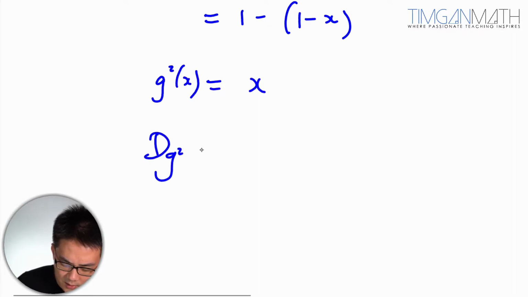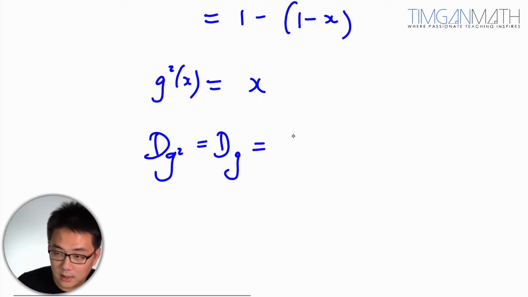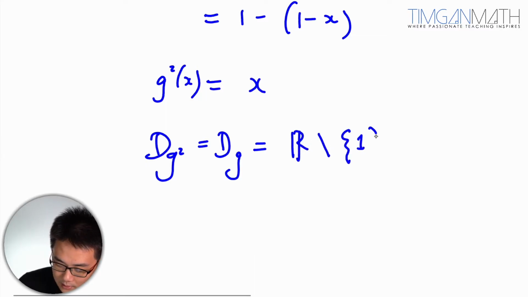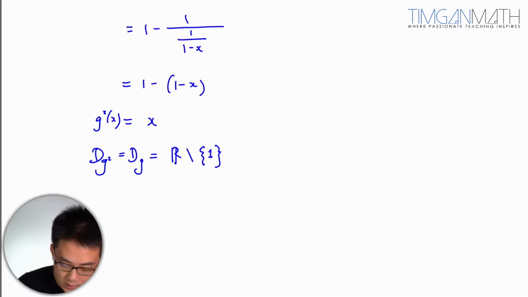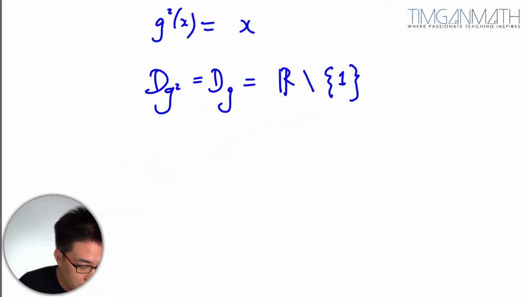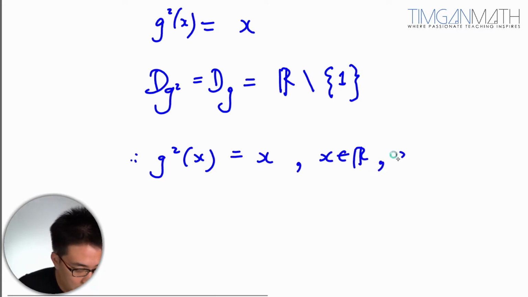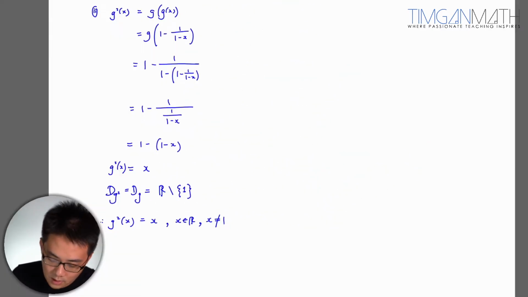The domain of g² will just be the domain of the first function, which is g. So we're just going to write this as x real value without 1. So hence g²(x) is equal to x, and this will give us x real value and x not equal to 1. Okay, that's one.